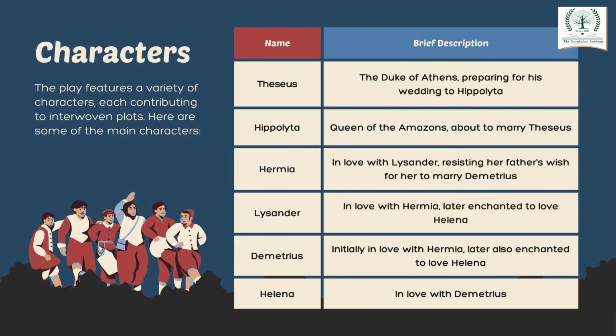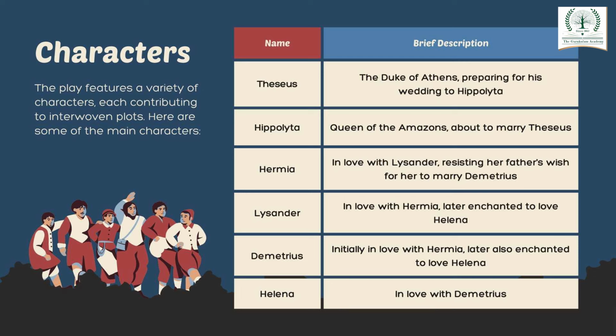Characters. The play features a variety of characters, each contributing to interwoven plots. Here are some of the main characters. Name: Theseus. Brief description: the Duke of Athens preparing for his wedding to Hippolyta. Hippolyta, Queen of the Amazons, about to marry Theseus.